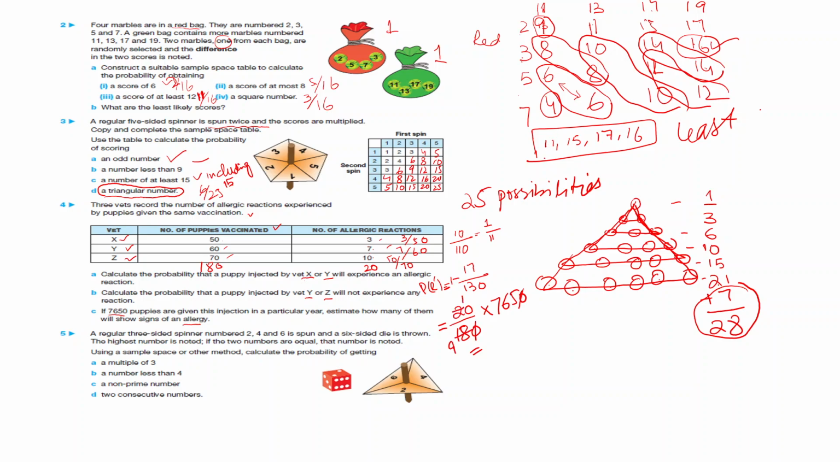2 nines are 18. So this is 765 over 9. This will be the number of puppies that are likely to get a reaction. If you solve this one, 9 eights are 72 and 45, 9 fives are 45. So 850 puppies are likely to get a reaction out of the 7,650.